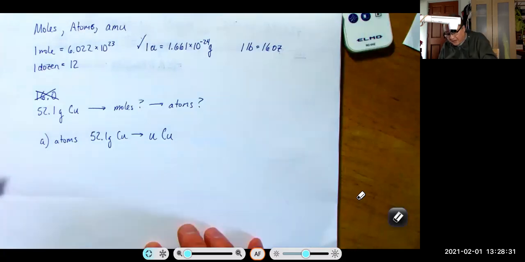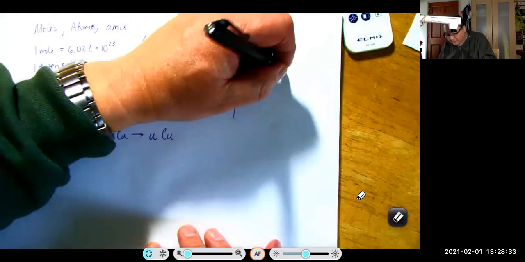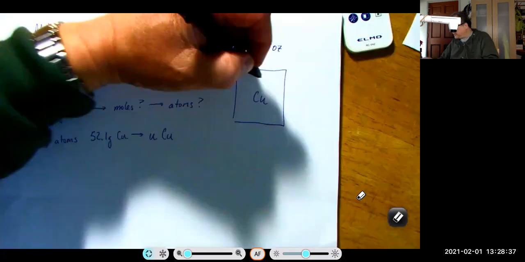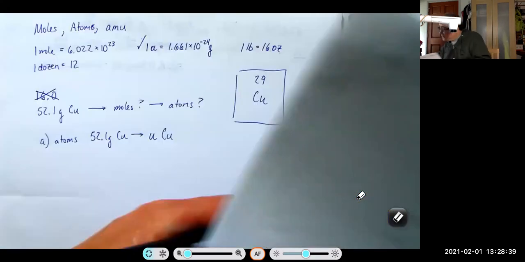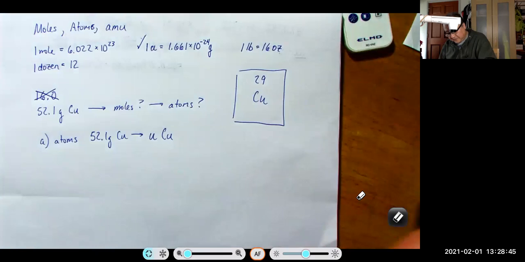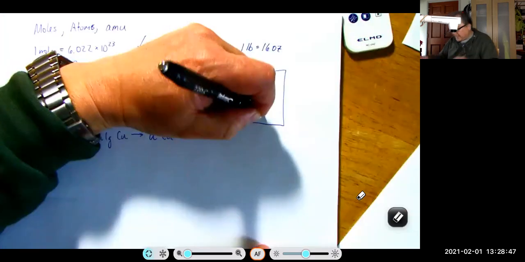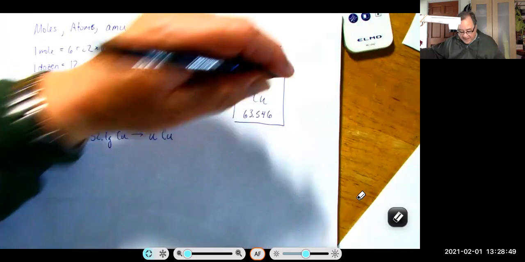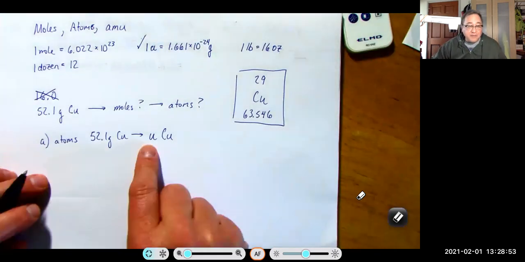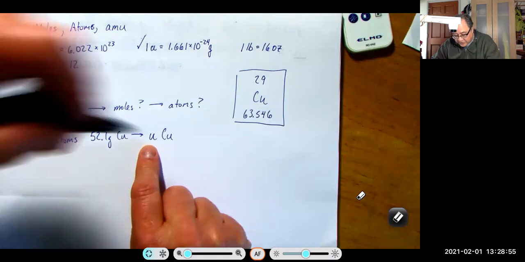Now I'm going to write copper over here, and copper is number 29. And let's see what its mass is. 63.546. So that's the mass of one average copper atom. So I can turn this into atomic mass units, and then I can turn that into atoms.